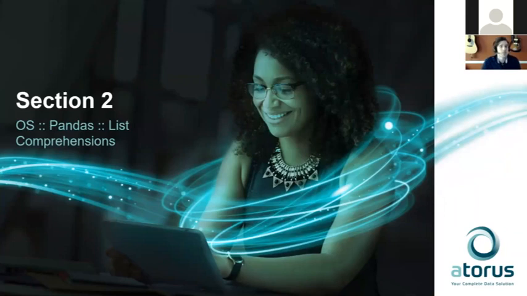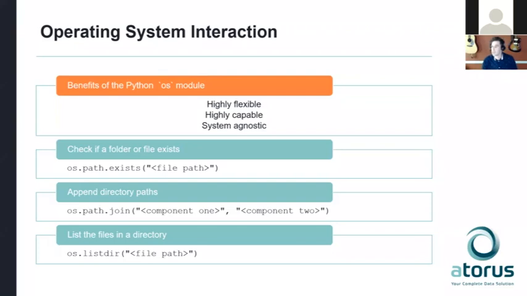So section two, we're going to talk through some more Python stuff. We're going to go over the OS module a little bit. We're going to talk about pandas, not the animal, the Python library. And we're going to go over list comprehensions, which is one of my favorite things in Python. So with this, I'm going to let Nathan talk and teach you a little bit more.